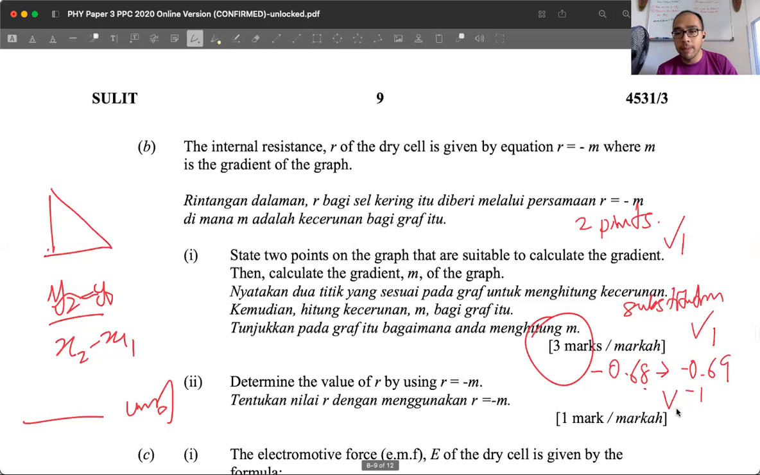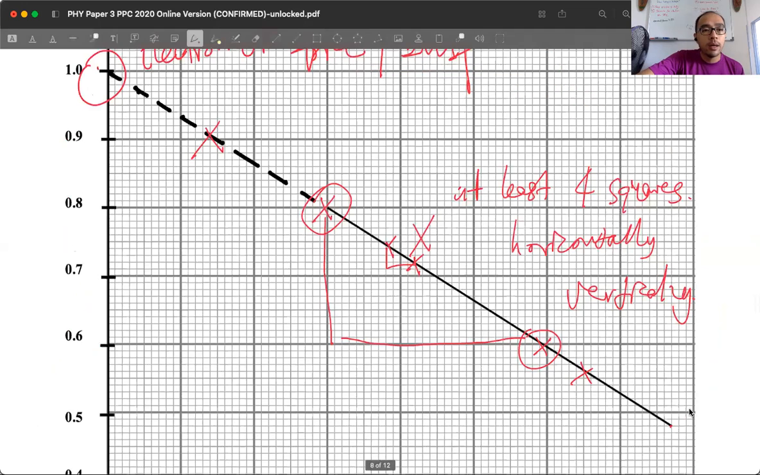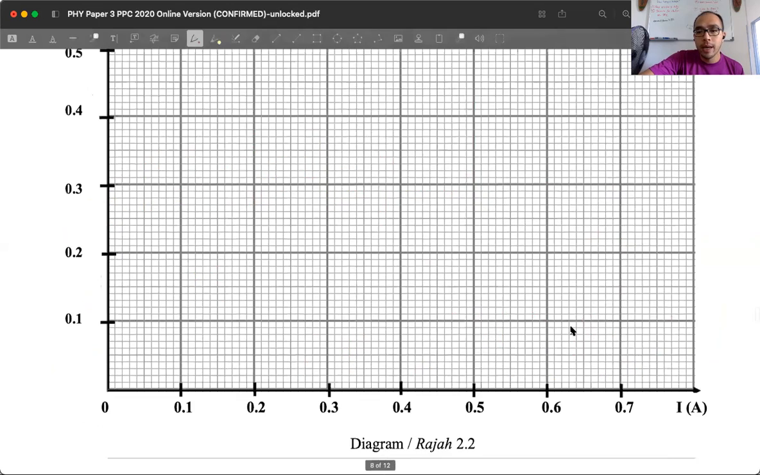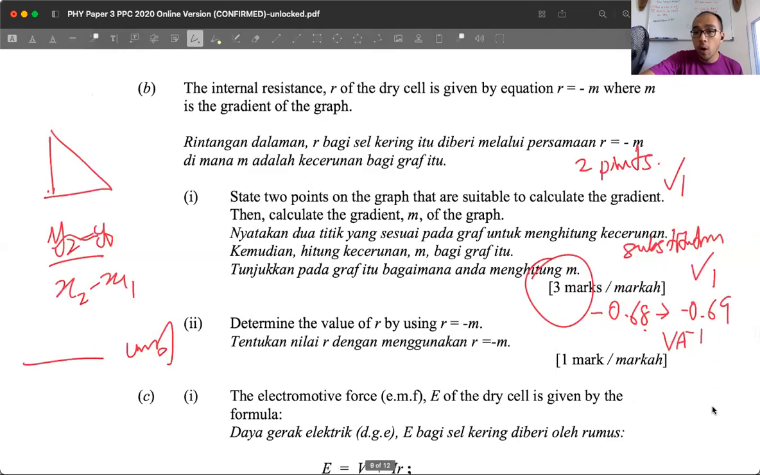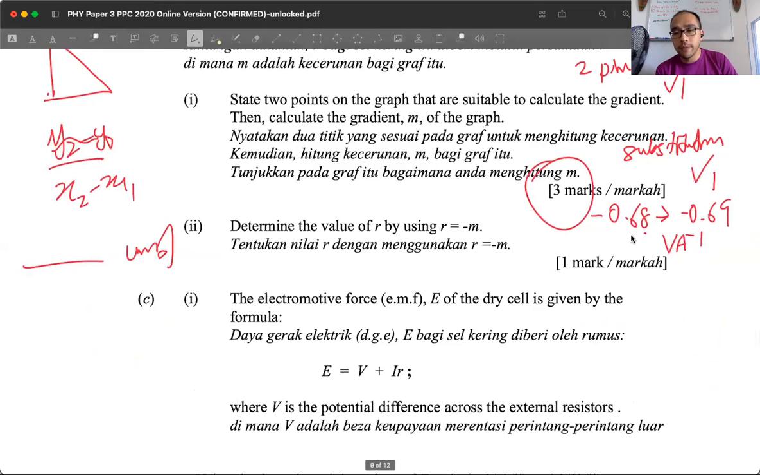Oh no, sorry, VA minus 1. Kan, VA minus 1. Yeah, V over here and then A over here. Okay, or actually if this one I can accept, or the other one, if you know this one, it is ohm. Okay, it is actually ohm. But if you write VA minus 1, I accept. Many people write VI minus 1.